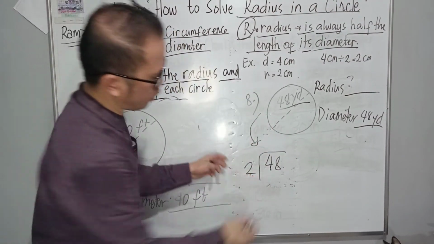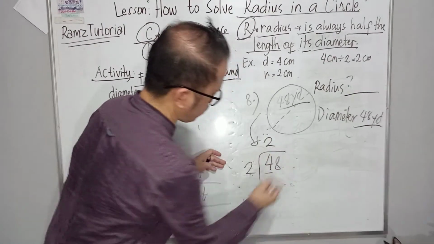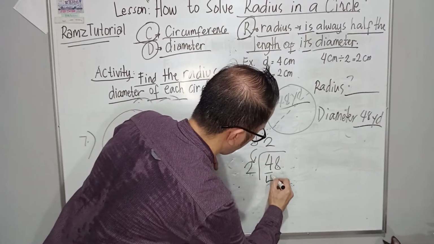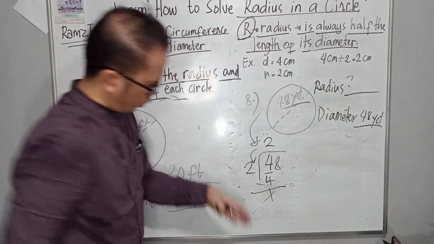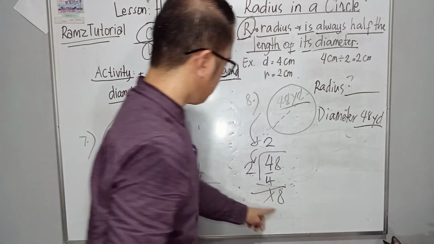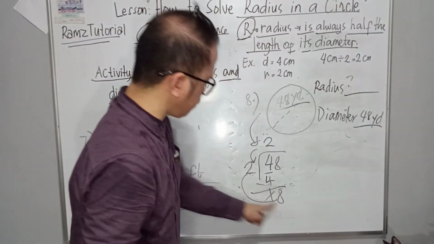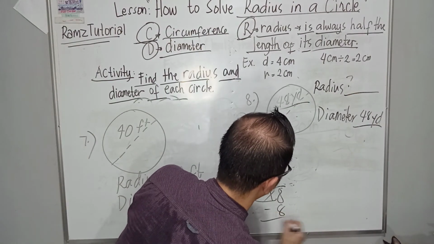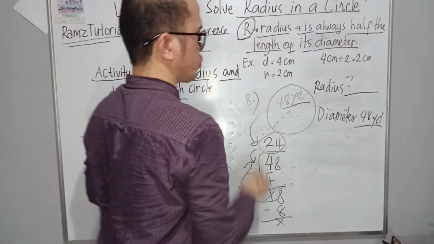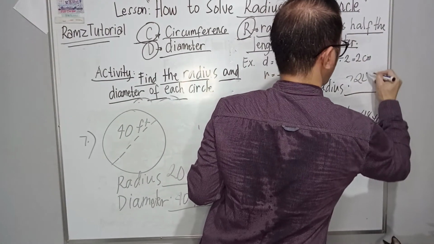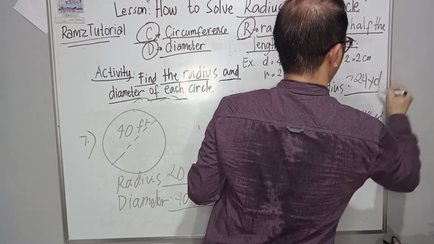So we need 4 divided by 2. So we need to write here 2. Next, you are going to multiply that. So we have here 4. Then subtract it. I put an X because this is a 0. So we need to bring it down here. Then divide 8 by 2. So we need to write here 4 times, then subtract. That's our answer: 24 yards.